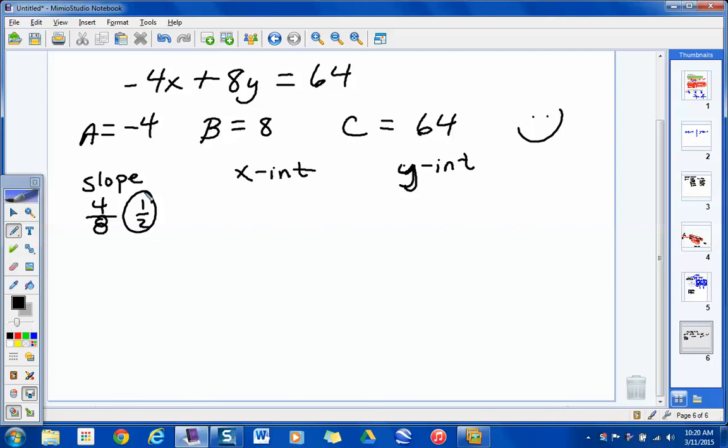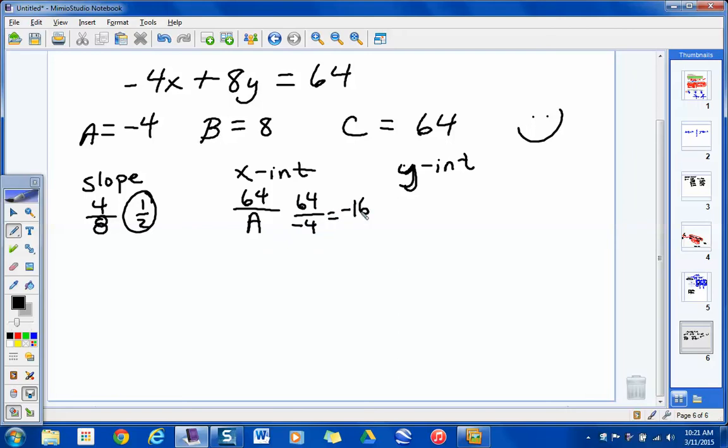How about the x-intercept? What's my equation? C over A. Negative 4. So 64 divided by 4. Who has an answer to that? 16. Does everybody agree with that? Is that not right? So what's your answer? Negative 16. How'd you get that? Do you change the sign of A this time? No. Okay, so it would have been 64 over negative 4, right? X-intercept's negative 16.